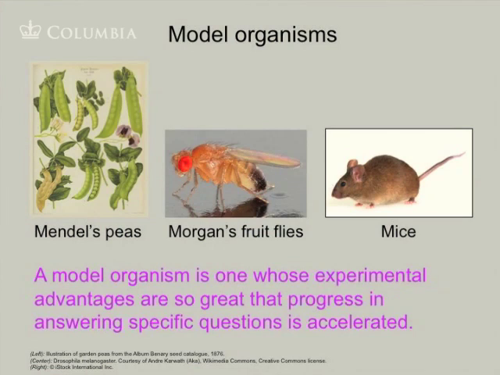So why do we study these frogs? I mean, they're intrinsically interesting. It's fun to study an animal that's doing such a good job making it. But one of the reasons we want to study them is that they are a model organism. And a model organism is an organism whose experimental advantages are so great that progress in answering specific questions is accelerated. So what we want to know in these organisms is, among other things, what is it that occurs in the brain and in the body that produces such marked differences in the vocal behavior of males and females?